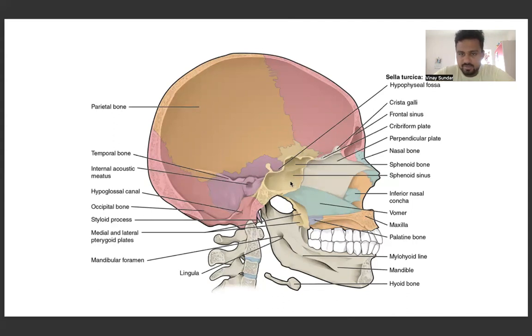This is your sphenoid sinus. And this is your hypophyseal fossa, also known as sella turcica. It houses the pituitary gland here. A very, very important and popular question.